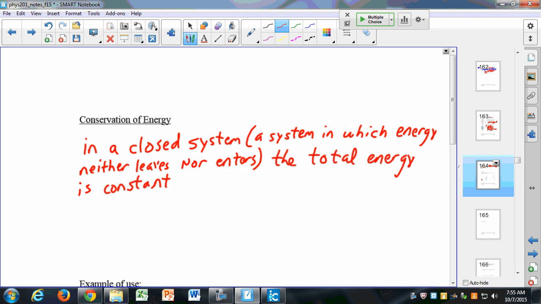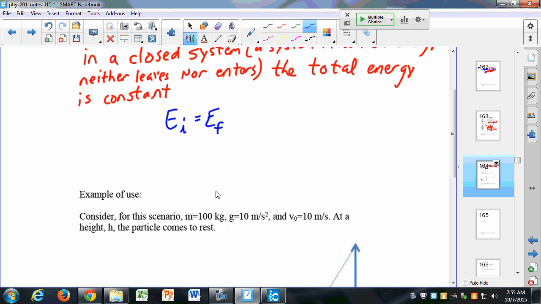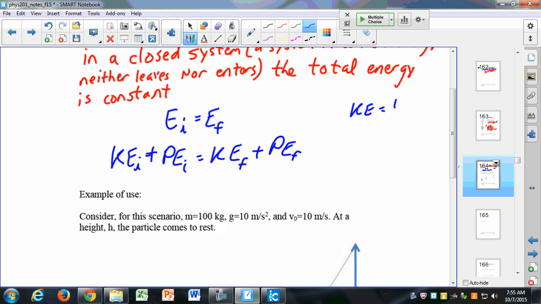So in equation form, this looks like this. I just say that my E_i is equal to E_f, that my initial energy is equal to my final energy. And just talking about kinetic and potential energy, we'd write it like this. Our kinetic energy initial plus our potential energy initial equals kinetic energy final plus potential energy final. And remember, our kinetic energy is 1/2 mv squared, and our potential energy is mgh.